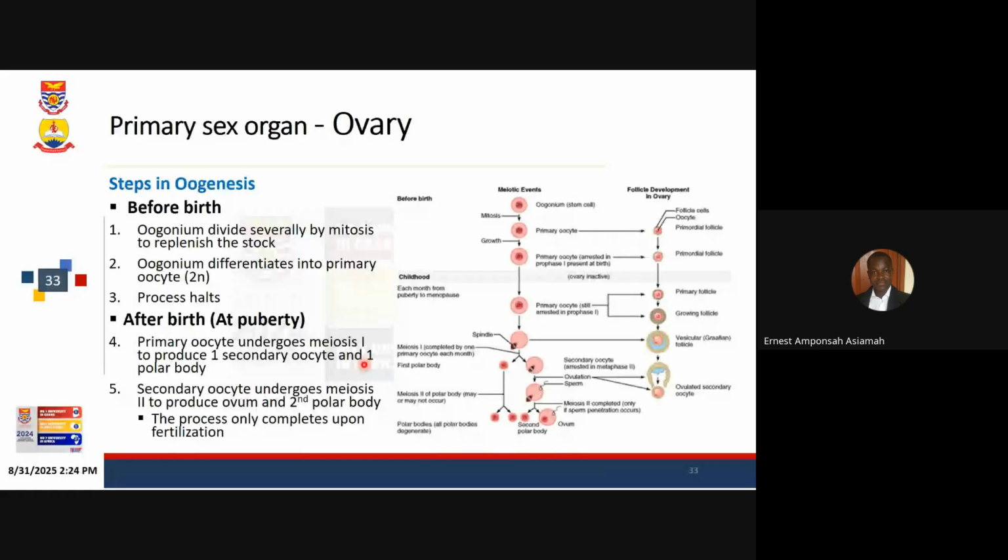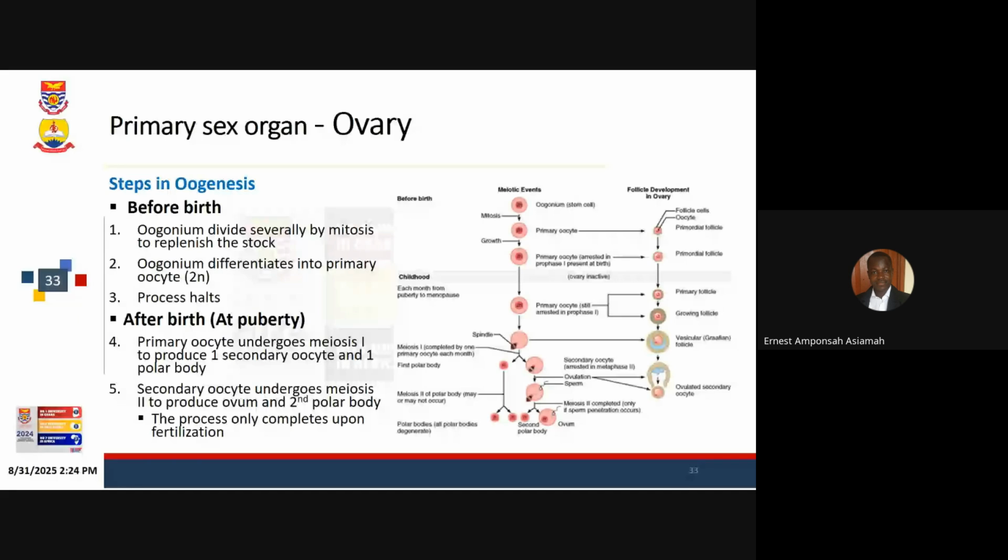But at puberty, the primary oocyte will undergo meiosis 1 to produce a first secondary oocyte and a residual body called the first polar body. Then the secondary oocyte will undergo meiosis 2 to produce the ovum and the second polar body. But as I keep on saying, the process only completes upon what?